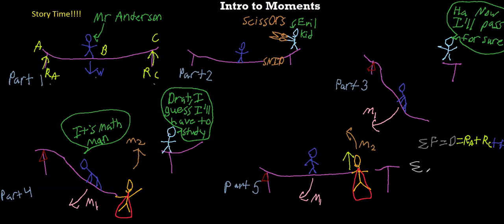But we also know the sum of all moments has to equal 0 as well. And that's moment 1 applied at my weight, and moment 2 applied at reactionary force C. So equals moment 1 plus moment 2. And of course, there is no moment where there's a pin, and we'll talk about that more in detail in the next video.